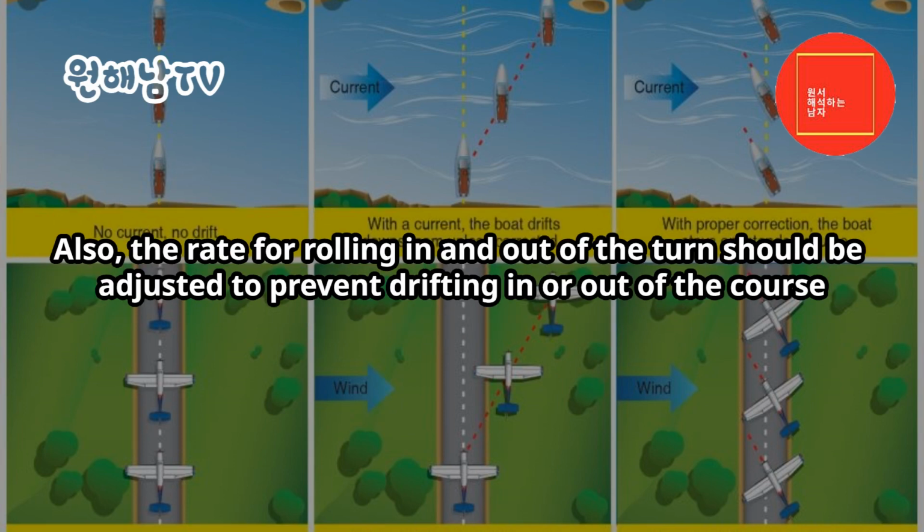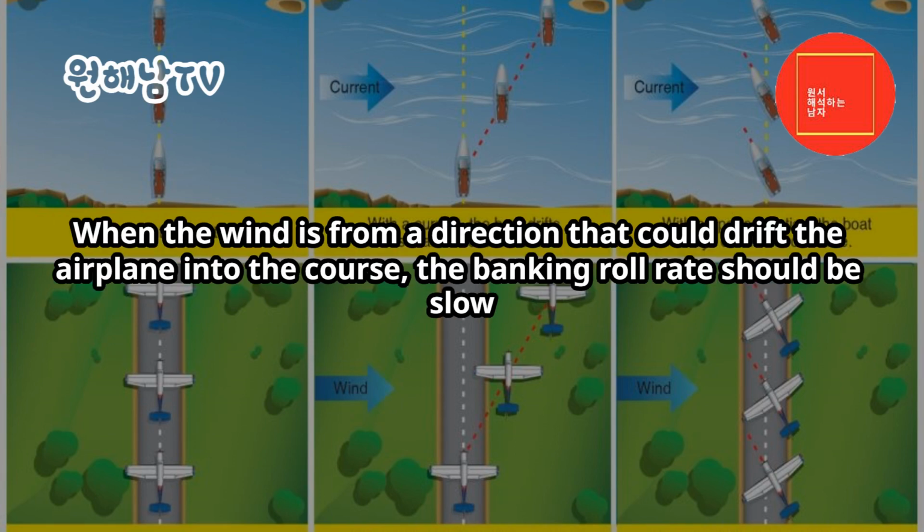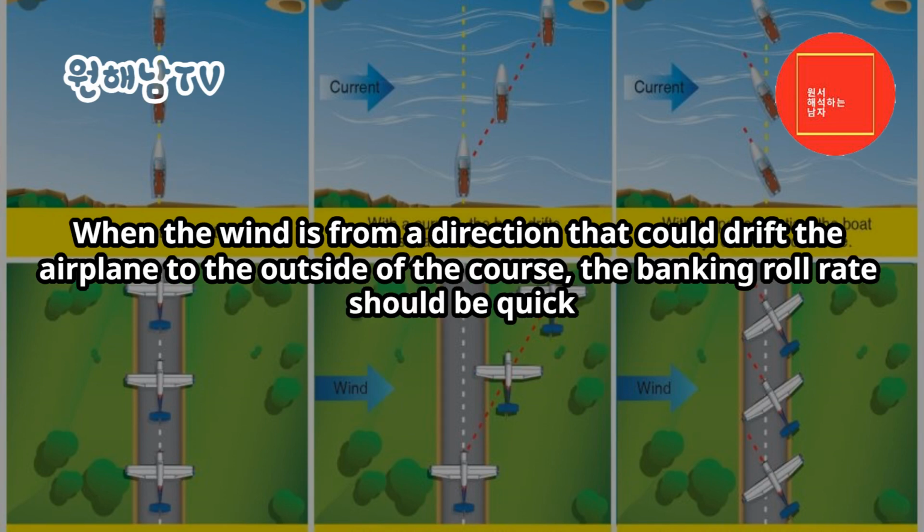Also, the rate for rolling in and out of the turn should be adjusted to prevent drifting in or out of the course. When the wind is from a direction that could drift the airplane into the course, the banking roll rate should be slow. When the wind is from a direction that could drift the airplane to the outside of the course, the banking roll rate should be quick.